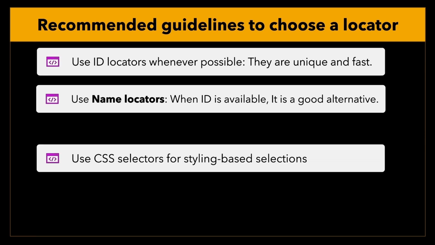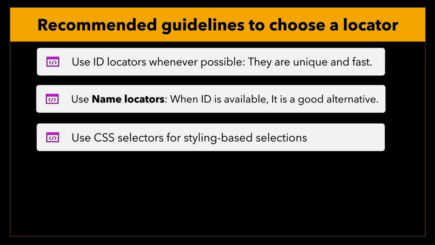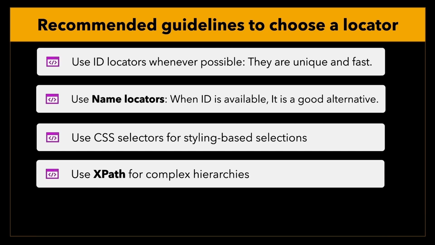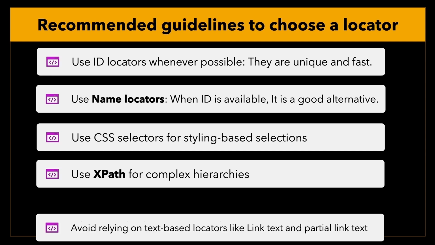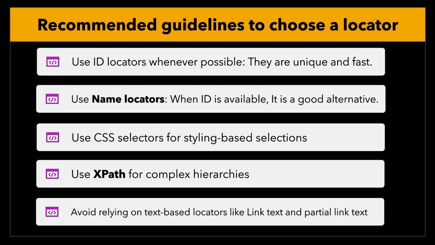Use CSS selector for styling-based selections. They are powerful and generally faster than XPath. Use XPath for complex hierarchies. When other locators are insufficient, XPath can help you navigate through complex HTML document structures and dynamic web pages. Avoid relying on text-based locators like link text and partial link text. They can be useful but are more prone to changes.